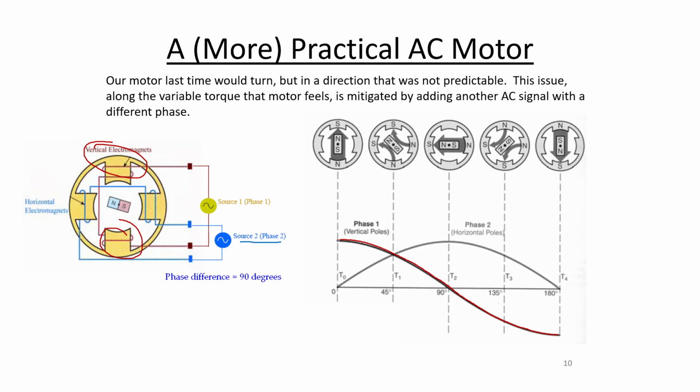So where the red is at a peak, right here, then this one is at 0, and when this one is at a peak, the red one is at a 0, and so on and so forth. So they're just kind of shifted in time relative to one another.